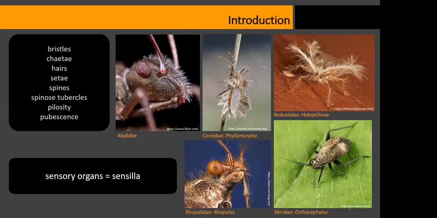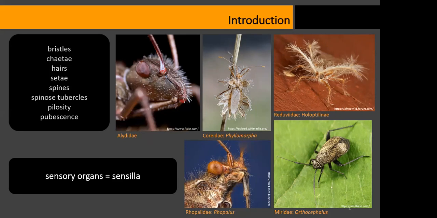In non-scientific literature, but also in taxonomic or phylogenetic papers, we can find many terms regarding structures on the surface of insects' body. These are terms such as bristles, setae, spines, spinous tubercles, pilosity, pubescence, and hairs. But of course, the term hairs refers only to the structures that grow from follicles found in the dermis of mammals, which constitute an autapomorphy for this group of animals.